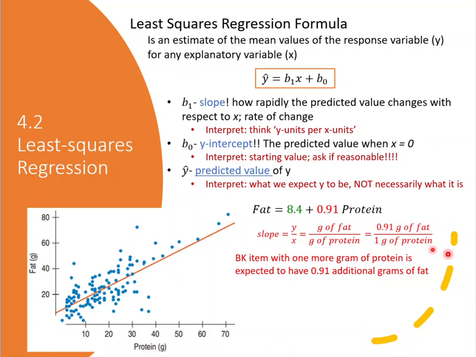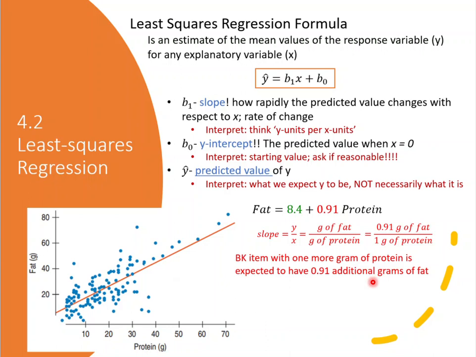There are a couple of components to this sentence that need to happen every time we interpret. Number one, when I'm interpreting, I want to make sure I include the 2 variables that I'm referring to. This is the relationship, after all, that we are investigating: this relationship of protein and fat. Protein being the input or the explanatory variable, fat being the response or output variable. So we always want to include those 2 items in our sentence.